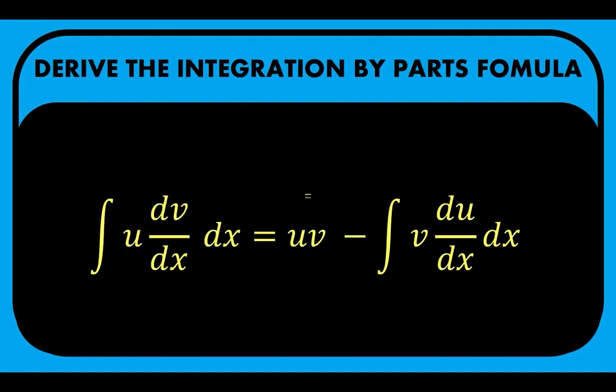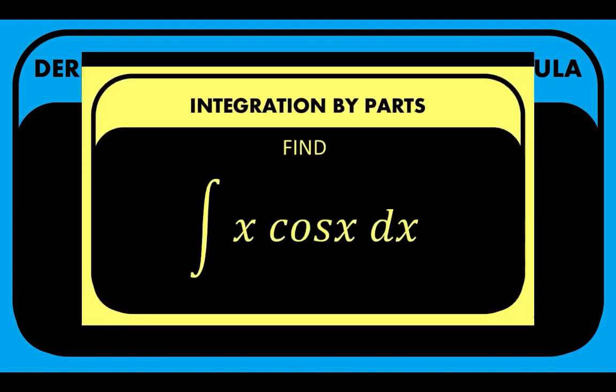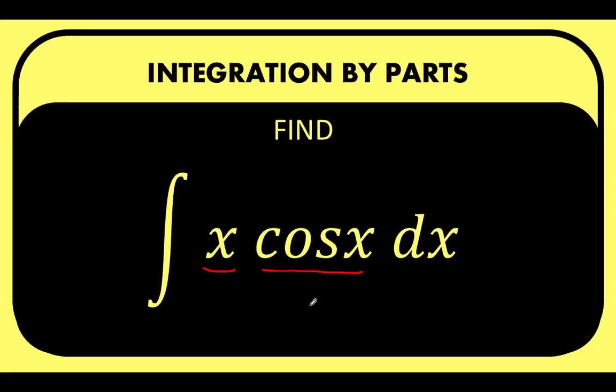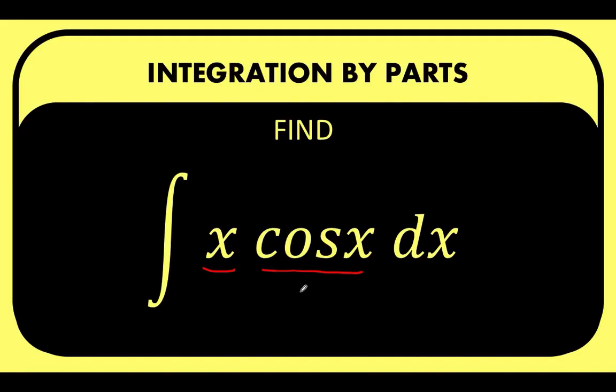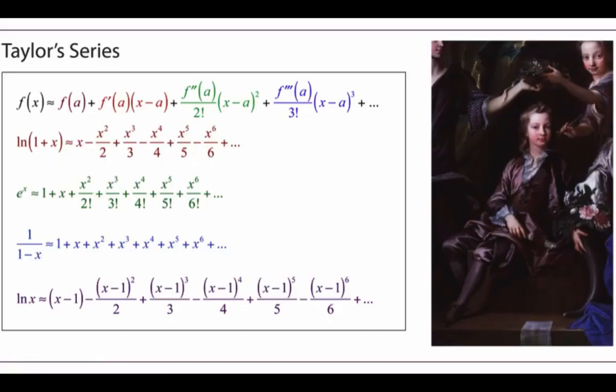Integration by parts is a special method of integration that is often useful when two functions are multiplied together, as in the case of our given problem. We can think of integration by parts as an integral version of the product rule of differentiation. The English mathematician Brook Taylor discovered this technique in 1715. He is the same mathematician who created the Taylor series, which we discussed in our other videos.